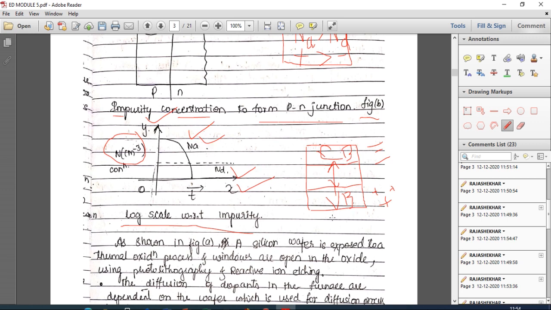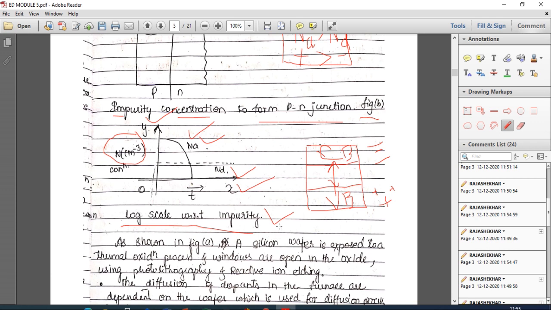The donor is always shown in the valency band. Because of this, in this graph, on the log scale with respect to impurity, the concentration of acceptor is shown above the concentration of donor. It is just a representation of where the acceptor is present and where the donor is present. So this is about the log scale.